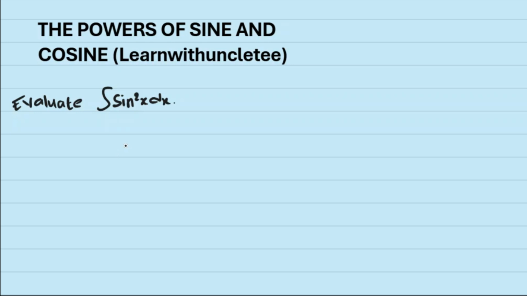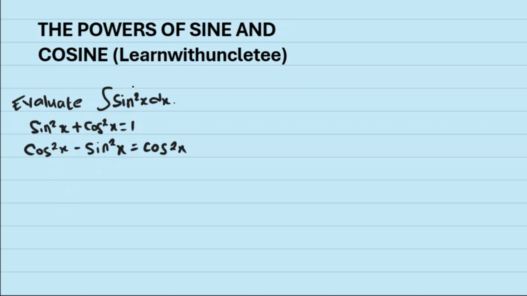Now, we have to go back to our trigonometric identities. We know that sine square x plus cos square x is equivalent to 1. And we know that cos square x minus sine square x is equivalent to cos 2x. Now, if we sine 2x, that will be 2 sine x cos x.